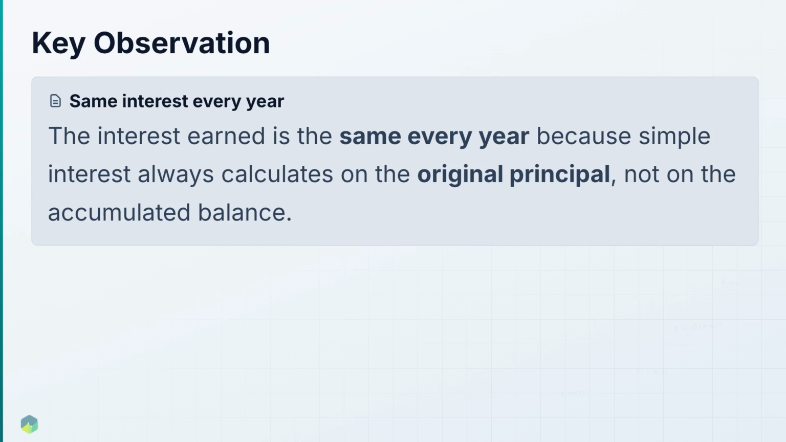Notice something important here. The interest earned is exactly the same every year, $300. That's because simple interest always calculates on the original principal, never on the accumulated balance. This is the key limitation of simple interest.